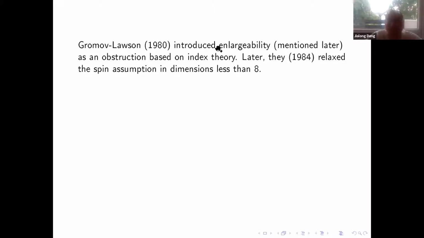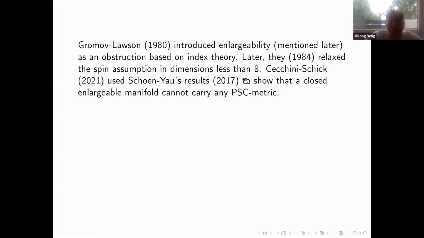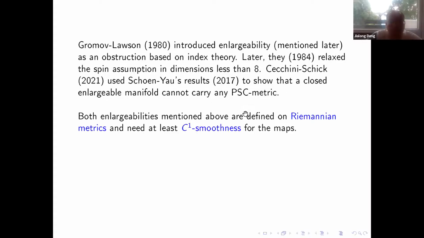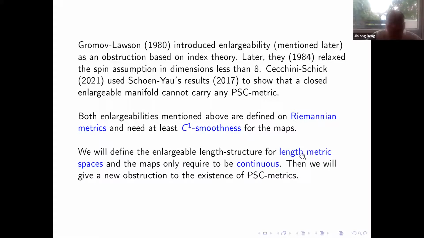Gromov and Lawson introduced enlargeability as an obstruction based on index theory, and later the spin assumption was relaxed. Recently Simone and Thomas Schick used the Schoen and Yau results, though Schoen and Yau's result is only on arXiv and has not been published yet. They also showed that a closed enlargeable manifold cannot carry any PSC metric. Enlargeability is defined for Riemannian metrics, and it also needs the map to be C1 smooth. Here I can define it for length metric spaces, needing only the map to be continuous. Then we can find a new obstruction to admitting PSC metrics.